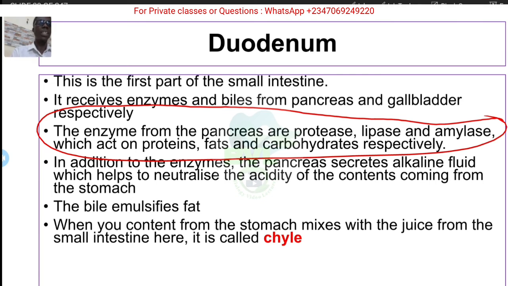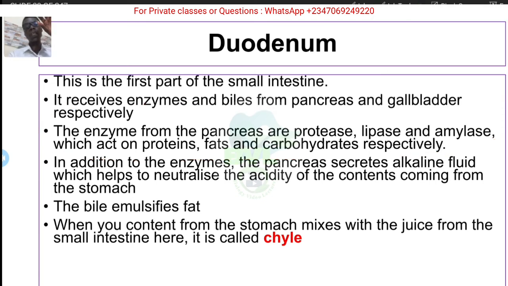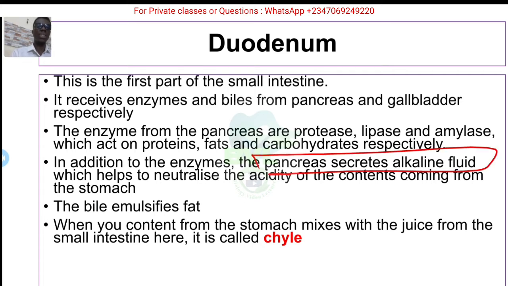Of course, we said that the content of the bile comes to the duodenum. Content of the pancreas comes to the duodenum, from what I just showed you. Now, it says here the enzymes from the pancreas are protease, lipase, and amylase, which we established before, which act on protein, fat, and carbohydrates, respectively. Now, aside from that, the pancreas also secretes alkaline fluid, which reduces acidity. Then, of course, the bile coming from the gallbladder also helps to emulsify fat.